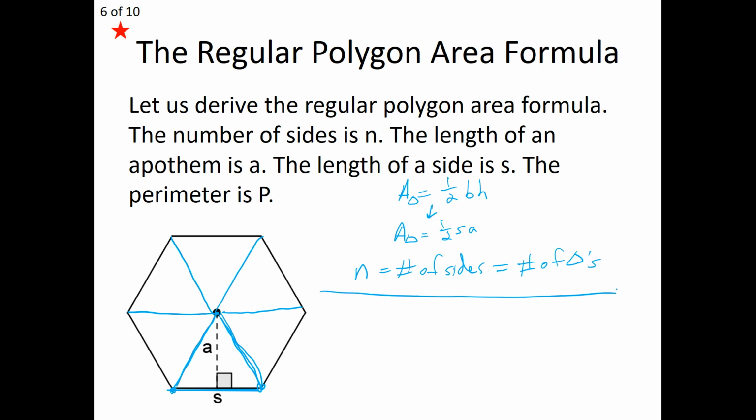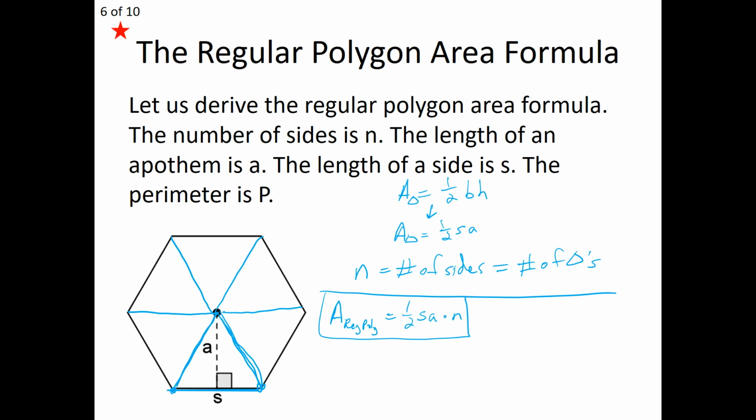Now, combining this idea with the area of that given triangle, we come up with the area of our regular polygon, which is 1/2 the side length times the apothem times the number of sides n. And that right there is the raw form, the unpolished form, of our area of a regular polygon.